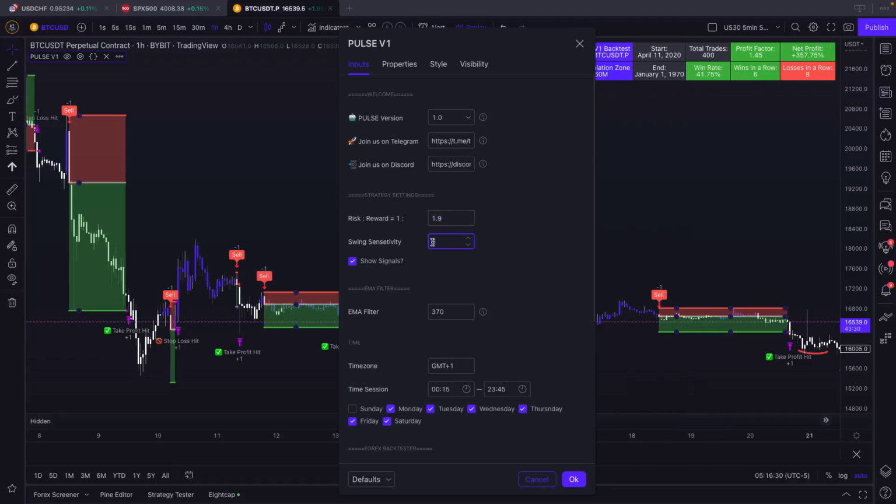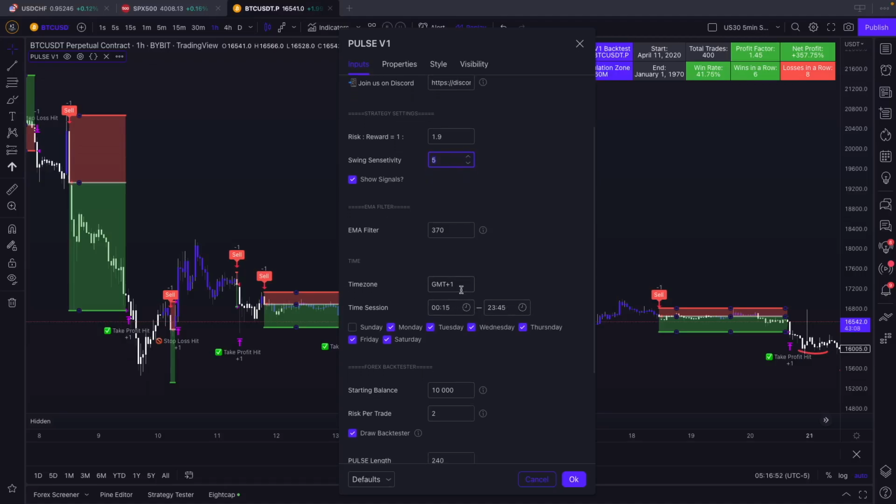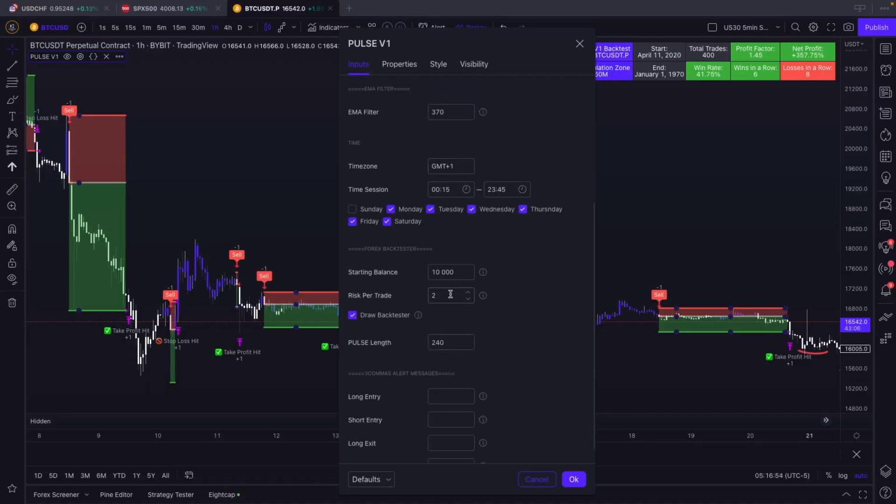We use a swing sensitivity of 5, which basically means that for a short trade we're using the highest point of the last 5 candles, and for a long trade we're using the lowest point of the last 5 candles. We use an EMA filter of 370, that's optimized. We're not trading on Sunday, and we're not trading around midnight, according to GMT +1, and we're risking 2% per trade. And for our pause indicator, we're using a length of 240.